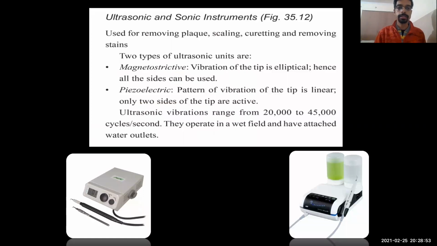Now coming on to the ultrasonic and the sonic instruments. They are basically used for removing plaque, scaling, curetting, and removing stain. There are two types, magnetostrictive and piezoelectric. The main difference between these two is that the tip of the magnetostrictive scaler vibrates in an ellipse like this, and the piezoelectric scaler tip vibrates in a linear motion like this, in a line. Ultrasonic vibrations range from 20,000 to 45,000 cycles per second.